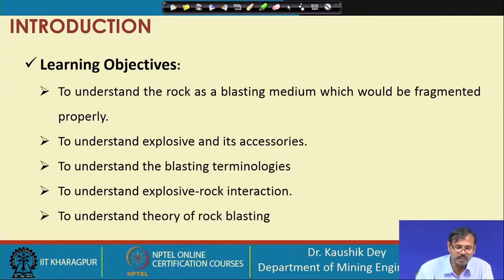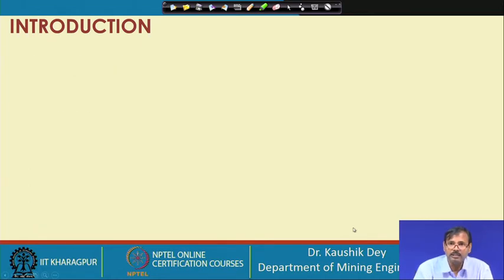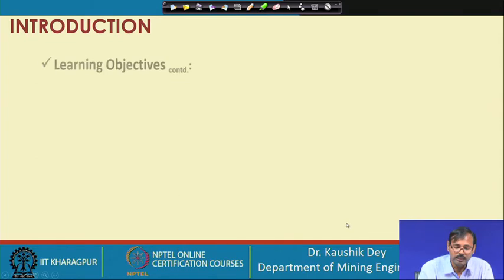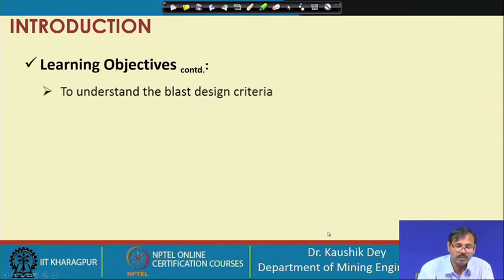I want each and every student to understand the explosive and rock interaction, and this will lead you to the understanding of the theory of rock blasting: how the rocks are blasted in different conditions and different spatial distributions. That is the theory of rock blasting. This is one of the main objectives of this course.